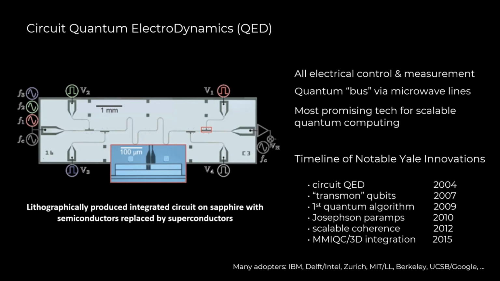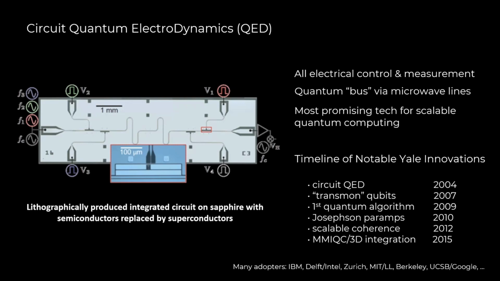This particular chip has been produced basically like you do for semiconductors, but you just replace the semiconductor with superconductors. We have 4 of these, and you can control all of these things. This is the most promising technology for the scalability of quantum computing, and it has been developed since the early 2000s at Yale.